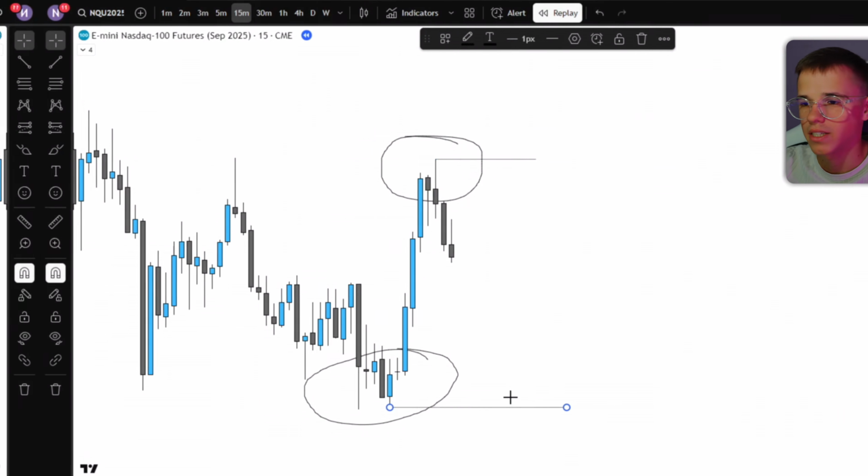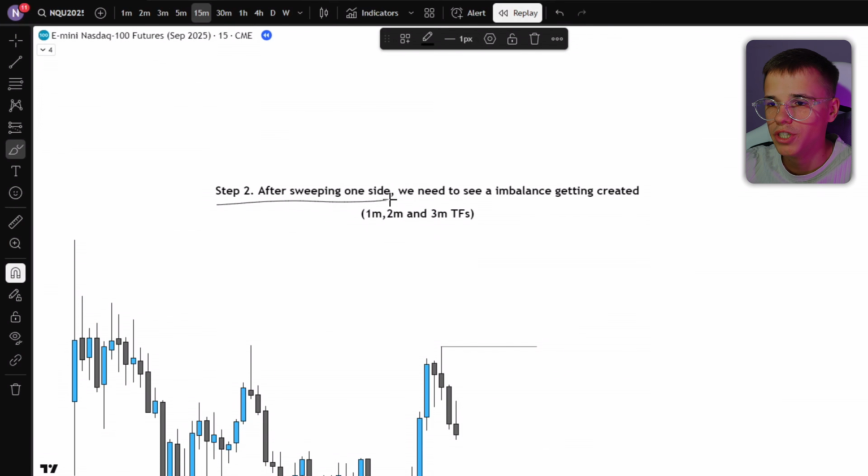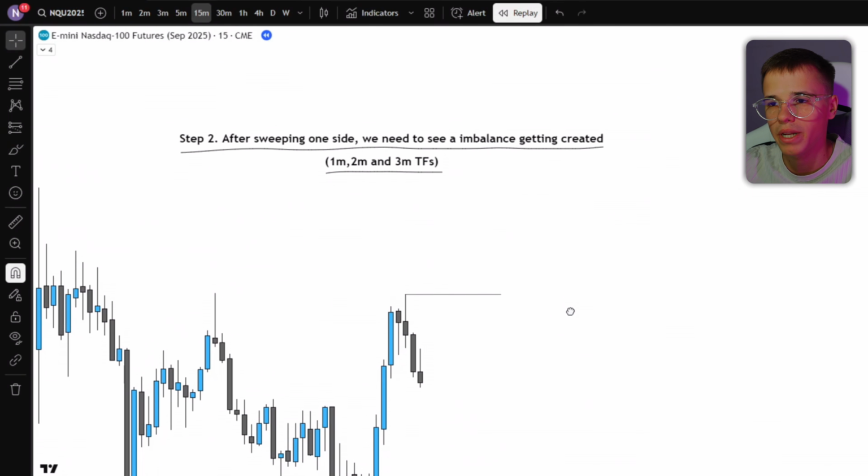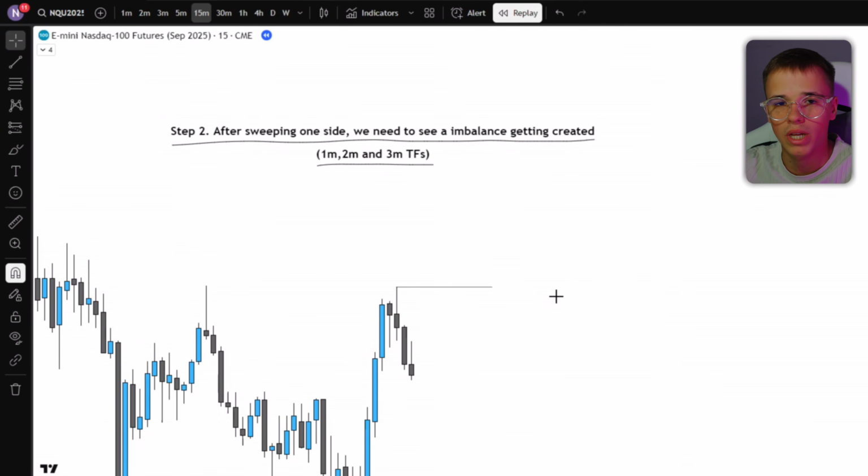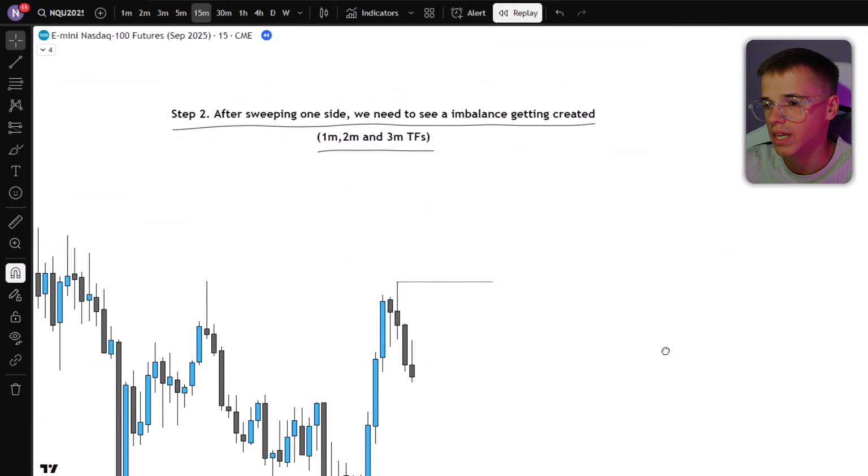So just like this. Step number 2, after sweeping one side, we need to see an imbalance getting created, and we are going to do this on the 1 minute time frame, 2 minute time frame, and 3 minute time frame. I'm going to show you exactly how to know which time frame to use, and in this example I'm going to just use the 1 minute time frame, so it's easier for you to understand the basics. Then we are going to, of course, get into a little bit more advanced stuff.